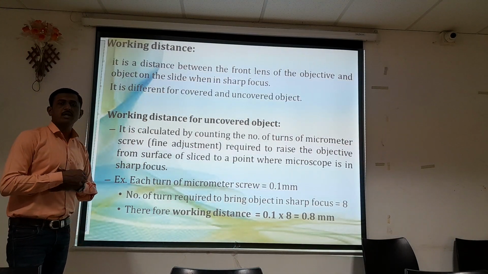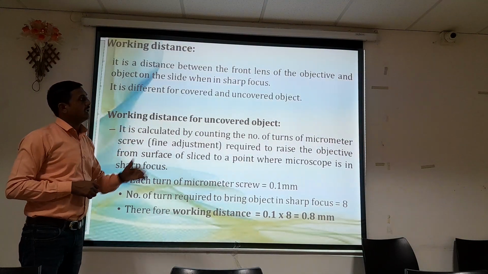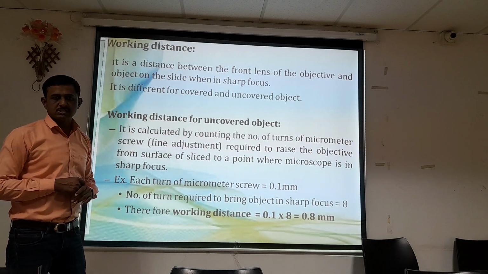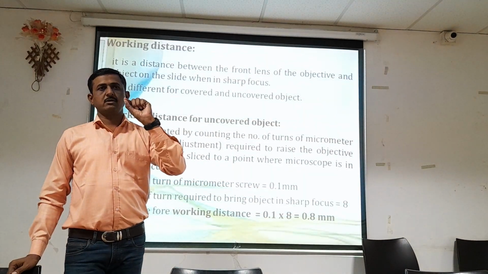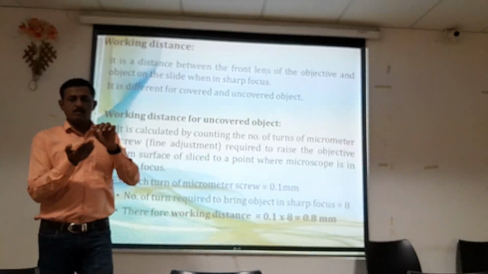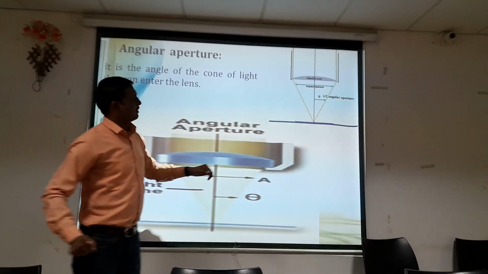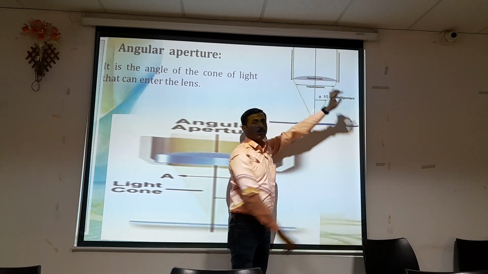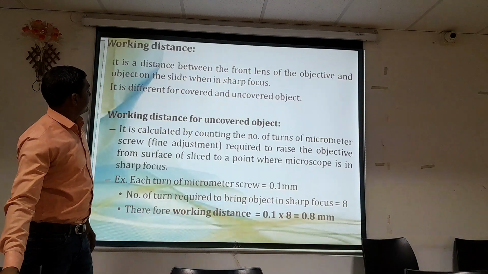Now we will discuss the working distance. It is again another term. It is the distance between the front lens of the objective and the object on the slide when in sharp focus. So it is the distance between the front lens of your objective lens and your object. That distance is called the working distance. So here we can see the objective lens, and from here to here is called the working distance. We can calculate working distance in two ways.